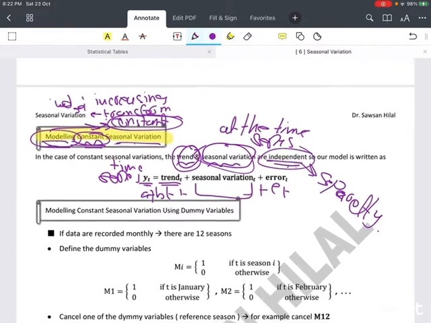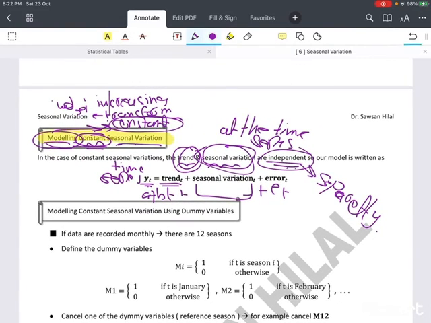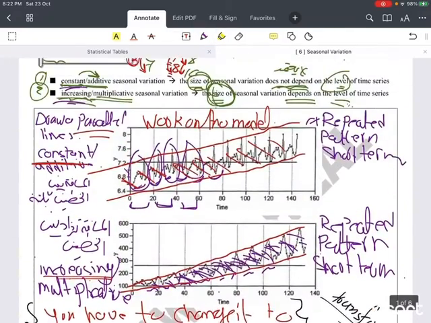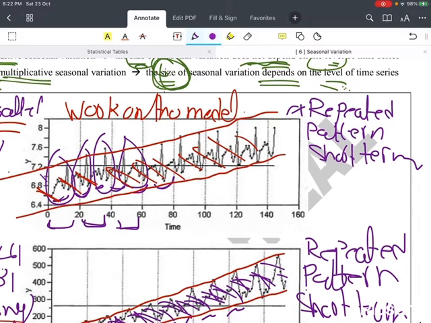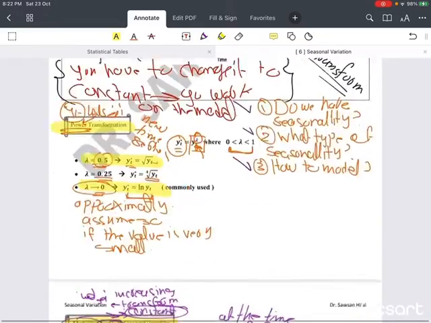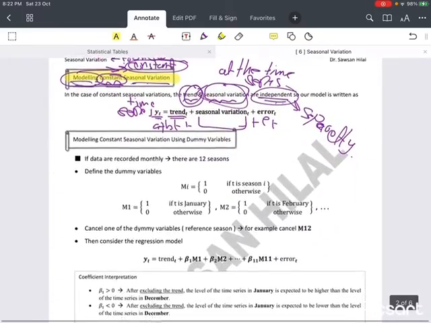Then we said at the beginning that the repeated pattern is short term. That means it is a year. Short term means a year. We said that before already. Okay?